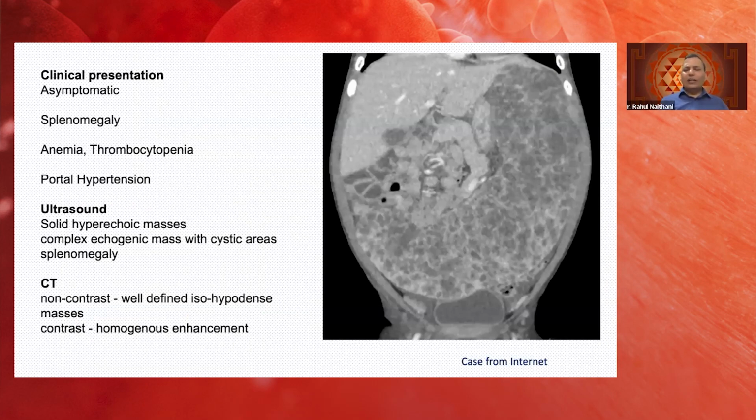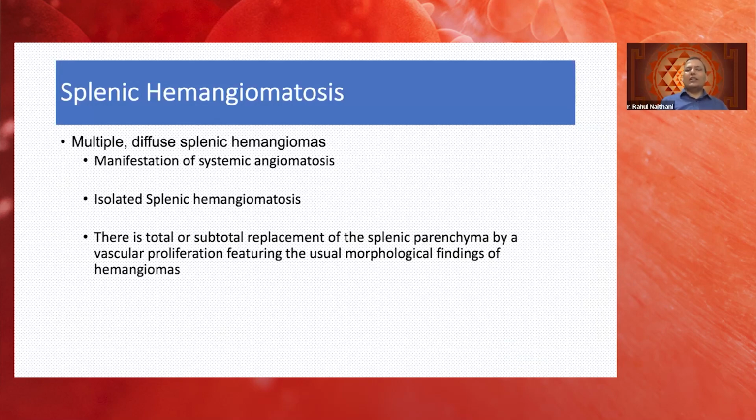This is a case taken from internet. This is not my real life case. But however, this is a situation where the patient is largely asymptomatic and splenomegaly was picked up, either because CBC showed some anemia, thrombocytopenia, or some portal hypertension, or in a routine health check, an ultrasound was done and somebody showed splenomegaly. So if you did an ultrasound, there was a solid hyperechoic mass, a complex echogenic mass with cystic areas, and of course, a large spleen here. When you do CT, non-contrast is isohypodense, and with contrast, there is homogeneous enhancement. The previous cases were real, so this is taken from internet just to understand. This patient actually has a splenic hemangiomatosis.